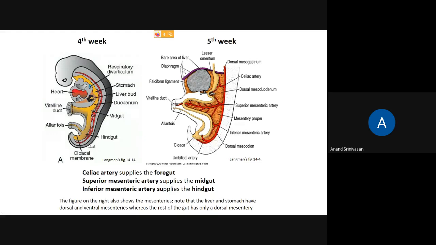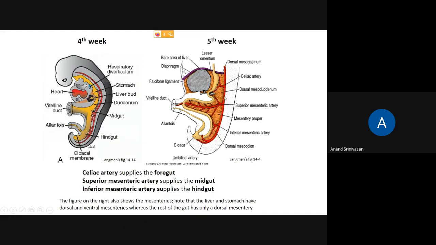All right. Now here, another point which you can note is that this is the dorsal aorta, and from this the celiac artery, superior mesenteric artery, and inferior mesenteric artery are arising.